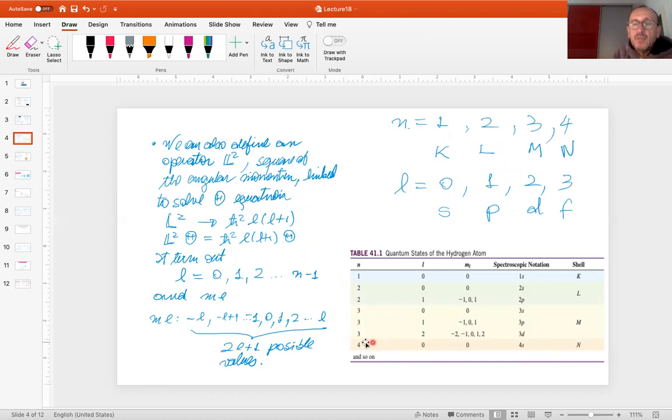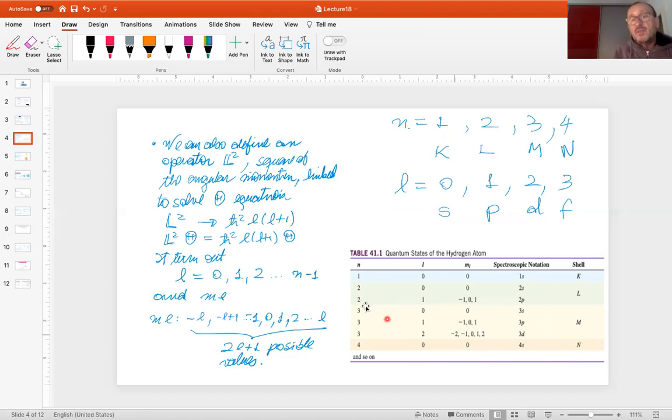So as soon as you get to, for example, the fourth layer, in the fourth layer you can have angular momentum 0, angular momentum 1, angular momentum 2, and angular momentum 3. Instead of having two lines as you have in this case for the L shell, here you have 3 lines for the M shell. You'll have 4 lines for the N shell.